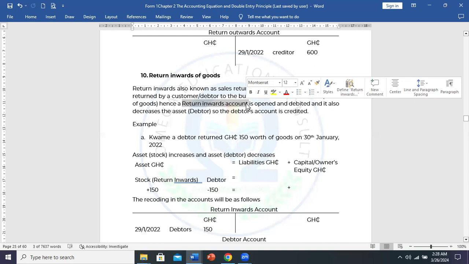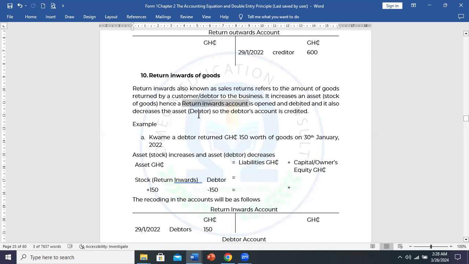And the corresponding credit entry will go to the customers or the debtors account. Why? Because that asset is going to decrease. So when we sell 50 to them and they are supposed to pay us 50 cedis and they return 5 to us, it means how much they owe us will reduce from 50 to 45. So that is how come the debtors balance will also decrease. And for that matter, you credit the debtor. So when return inwards happens, debit return inwards, credit the customer or the debtor.